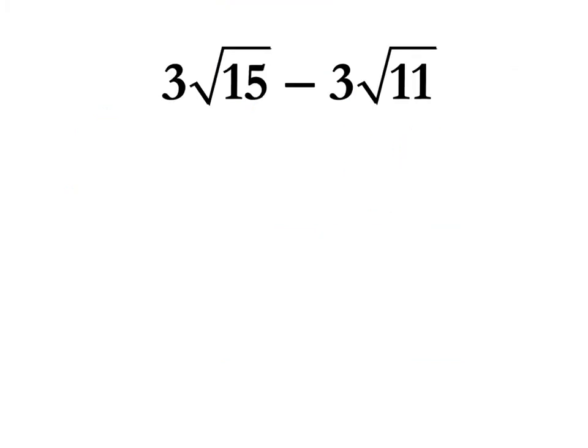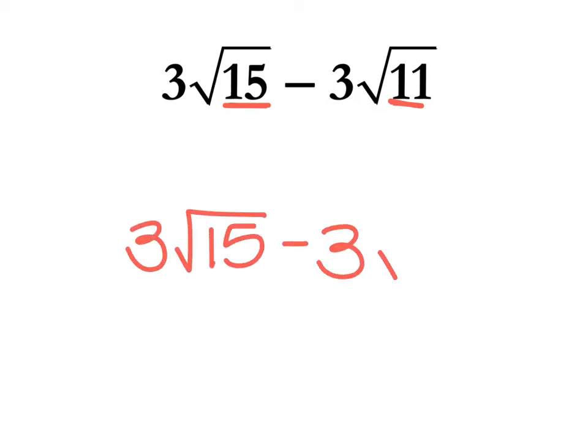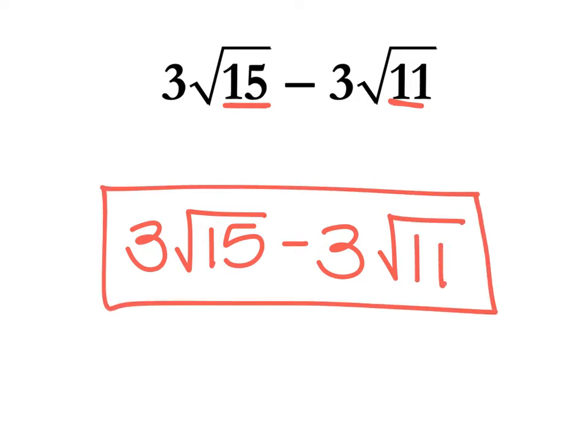Okay, I love this problem because I'm done. There's absolutely nothing I can do. These are not like terms because I have a different expression underneath the radical. My answer is just 3 root 15 minus 3 root 11. You cannot combine these at all in any way. I'm done. It was a trick question.